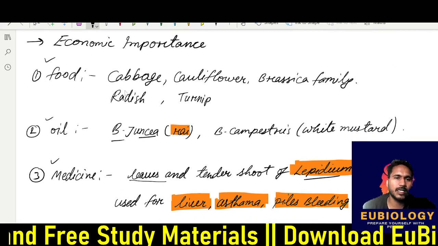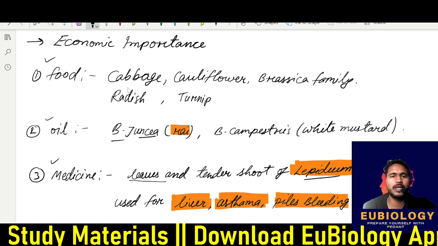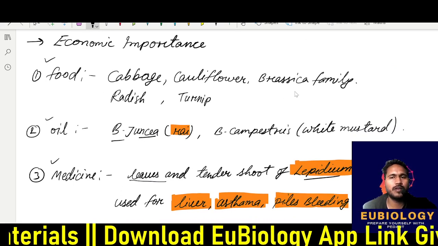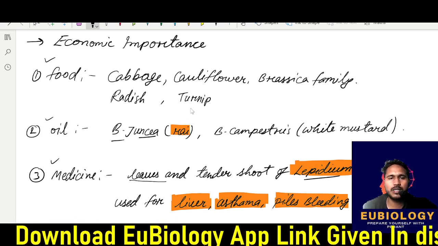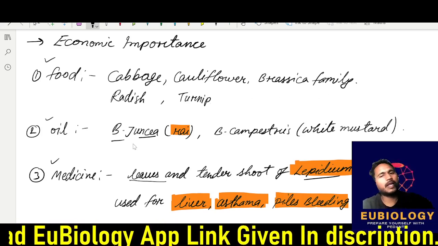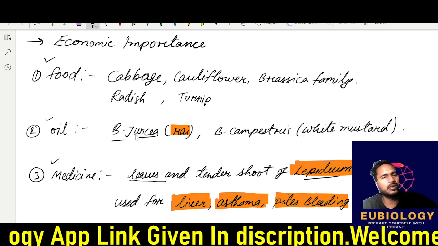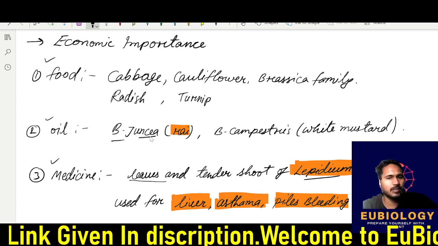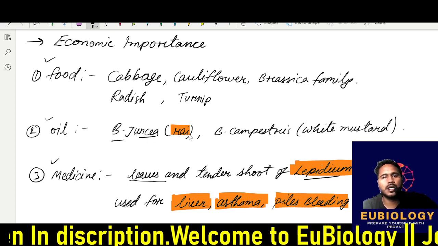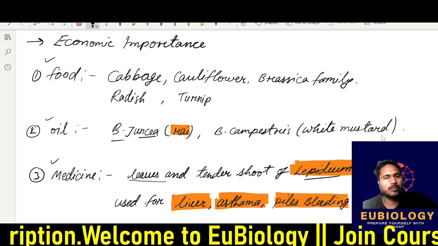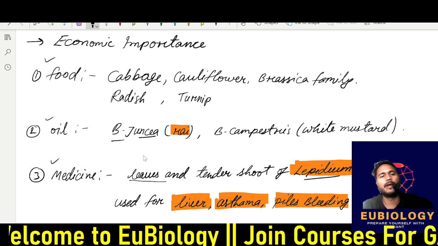The food of the Brassica can be taken as cabbage, cauliflower, radish or turnip. For oil, Brassica juncea, called rai in Hindi, the mustard, can be used for the oil.